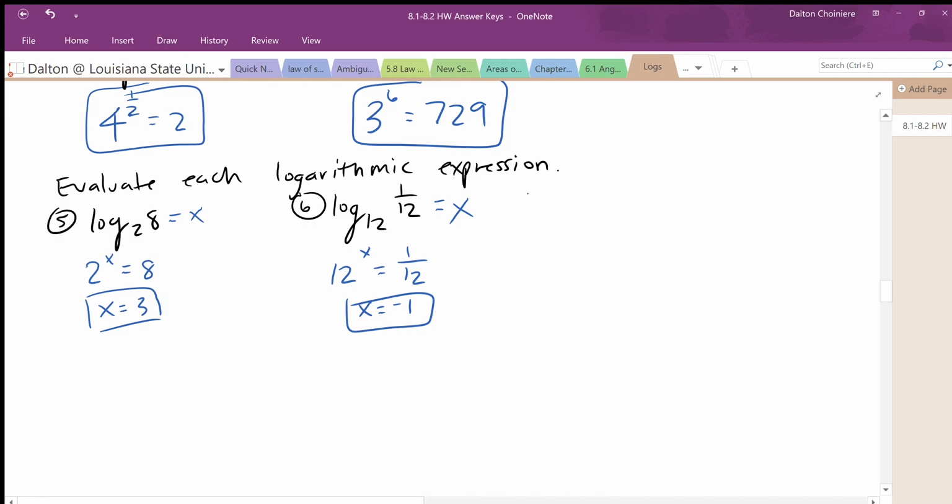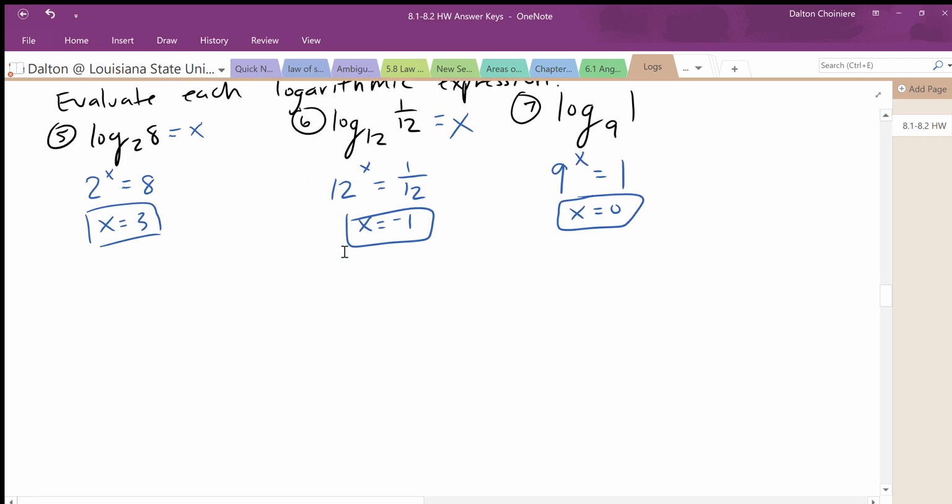Number 7, log base 9 of 1. So this question is essentially, again, you'd probably get pretty good with not having to write equals x every single time. The question would then just kind of turn into something like 9 to what power gives you 1? And of course, anything to the 0 power would give you 1.